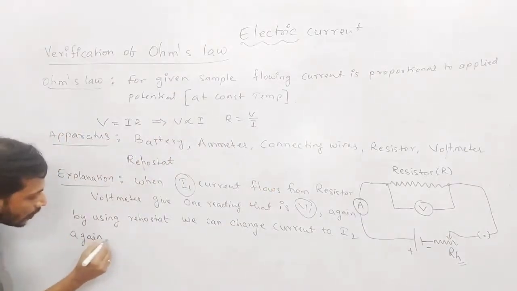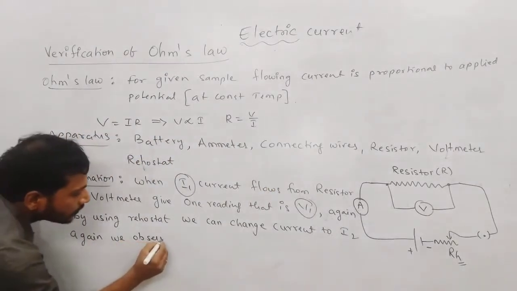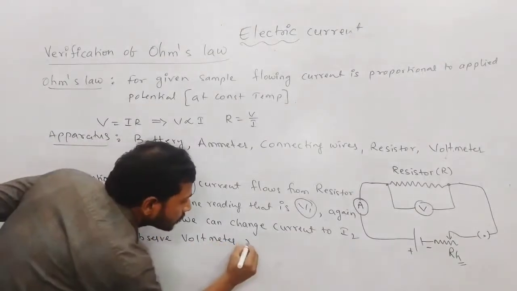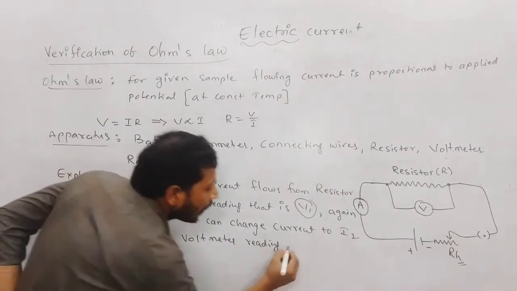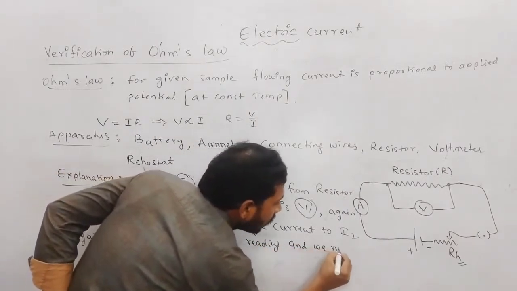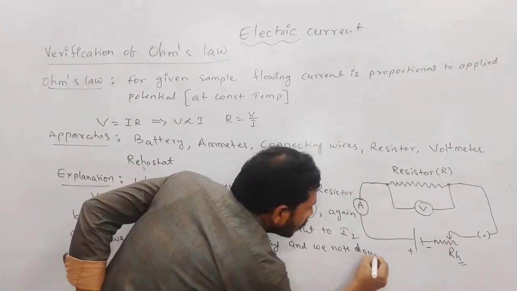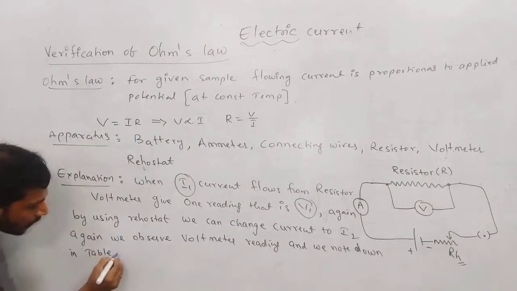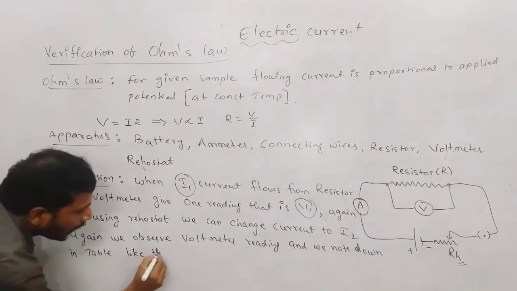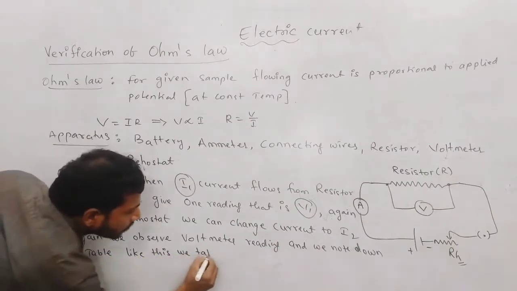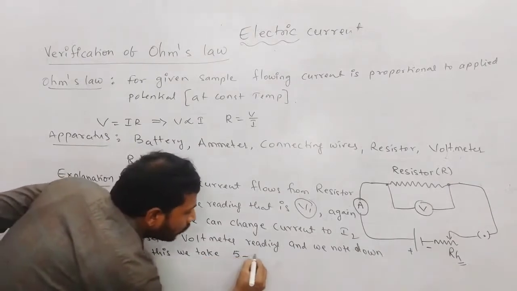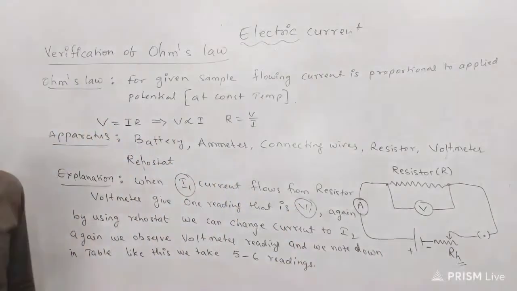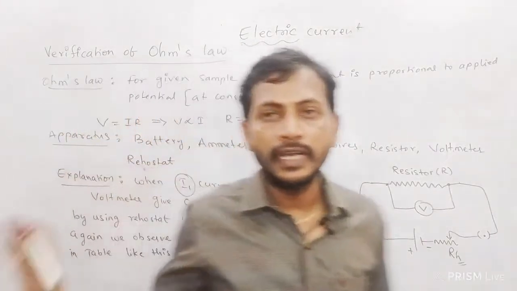Again we observe the voltmeter reading and we note it down in the table. Like this we take 5 to 6 readings. You have taken 5 to 6 readings, completed.